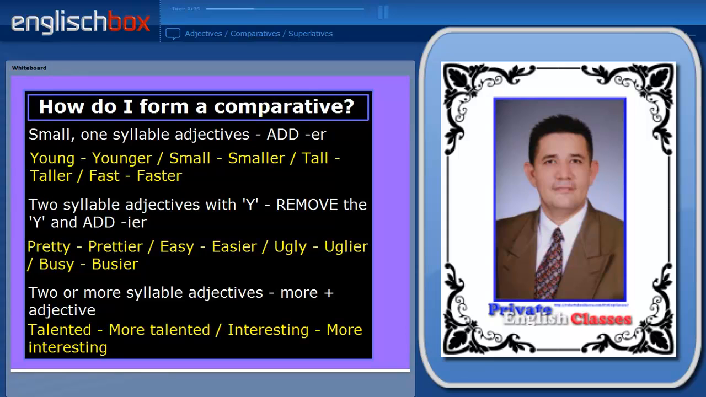If you have an adjective with one syllable, you simply add ER. So young becomes younger, small becomes smaller, tall becomes taller, and fast becomes faster. If you have a two-syllable adjective ending in Y, then we remove the Y and add IER. So pretty becomes prettier, easy becomes easier, ugly becomes uglier, and busy becomes busier. If you have a two or more syllable adjective, then you simply add more before the adjective. So talented becomes more talented, and interesting becomes more interesting.